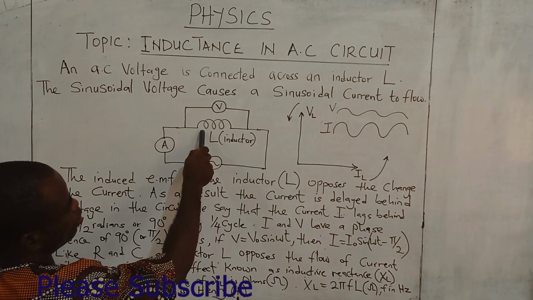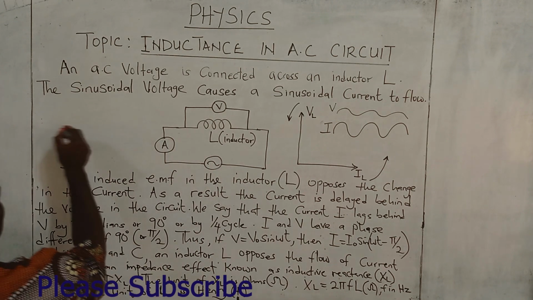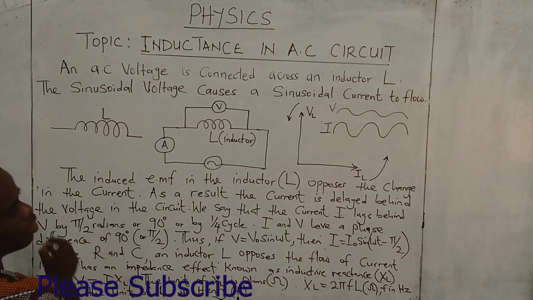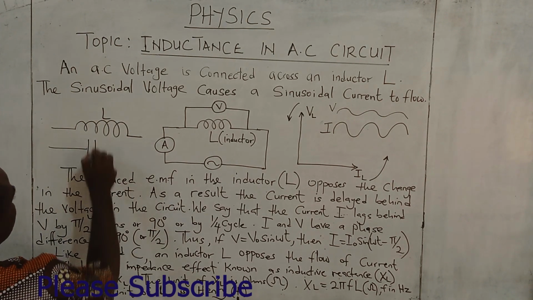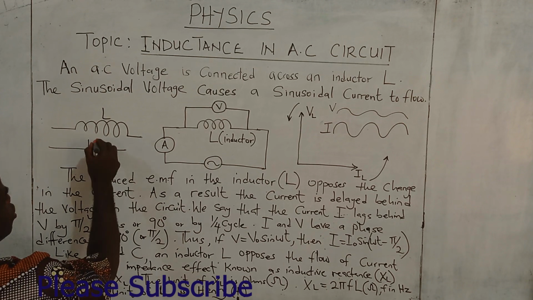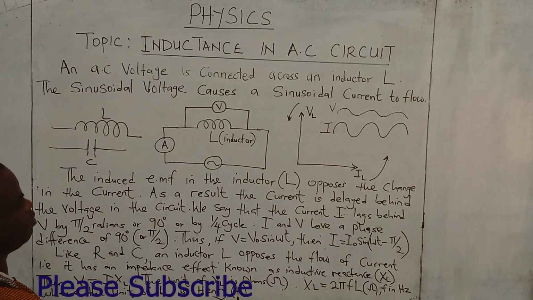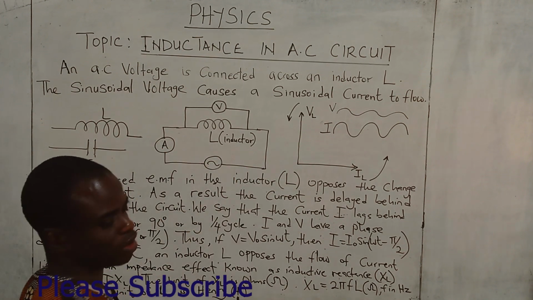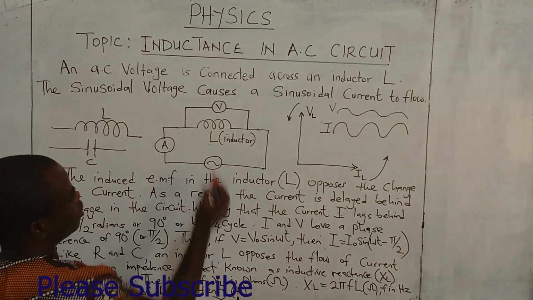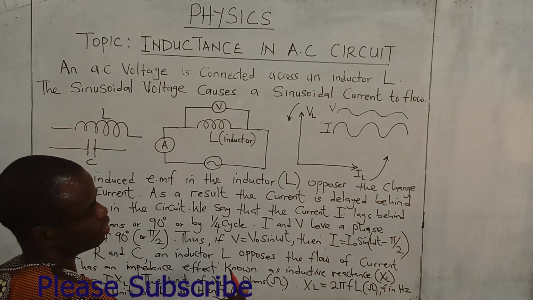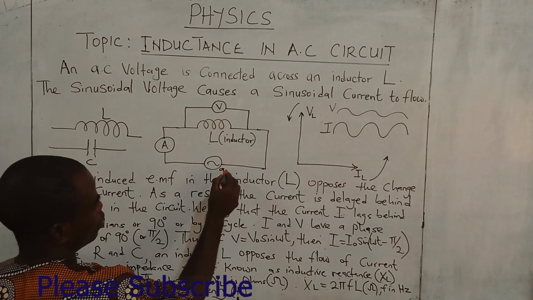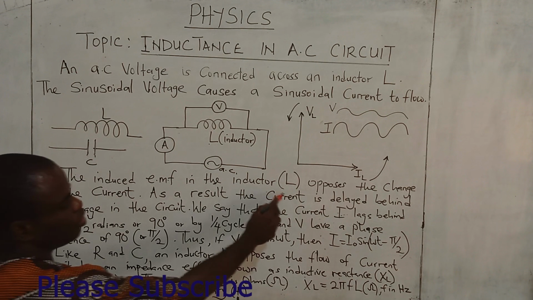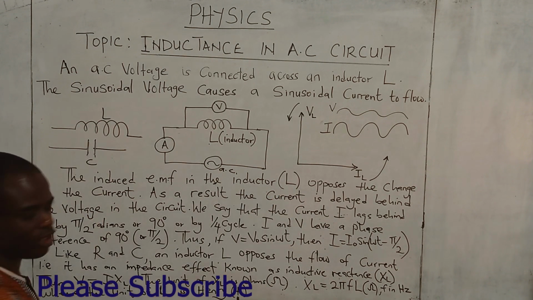And this is an inductor. This is the symbol of an inductor. Anytime you see a symbol like this, it's an inductor. When you see a symbol like this, it's a capacitor. This is an ammeter to measure the current flow in a circuit, while L is the inductor that opposes the flow of current. This is the AC source.